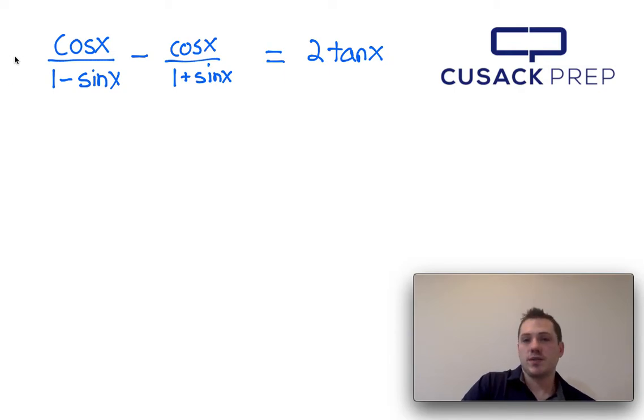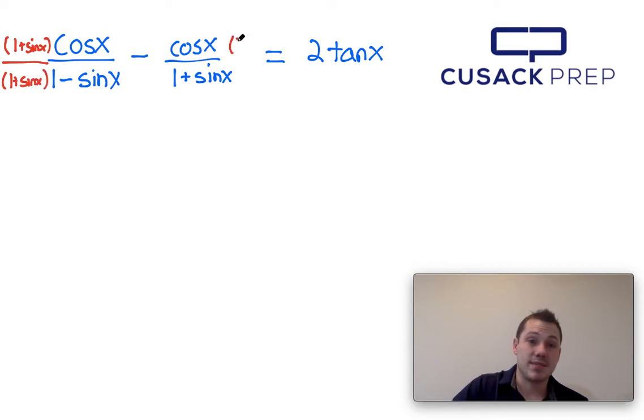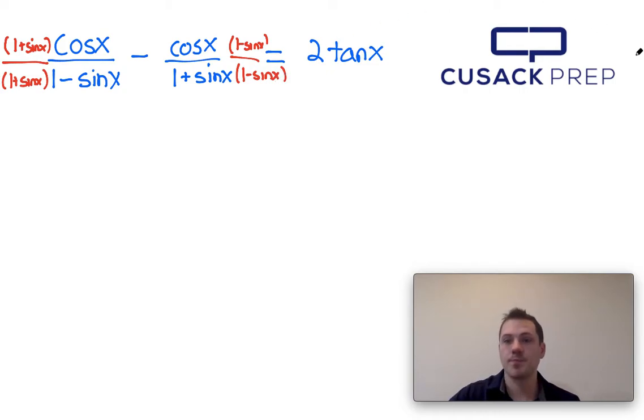So to get the least common denominator, I'm going to multiply this by 1 plus sine of x over 1 plus sine of x, and I'm going to multiply this by 1 minus sine of x over 1 minus sine of x. Essentially, I'm just trying to get the denominators to be the same as each other.